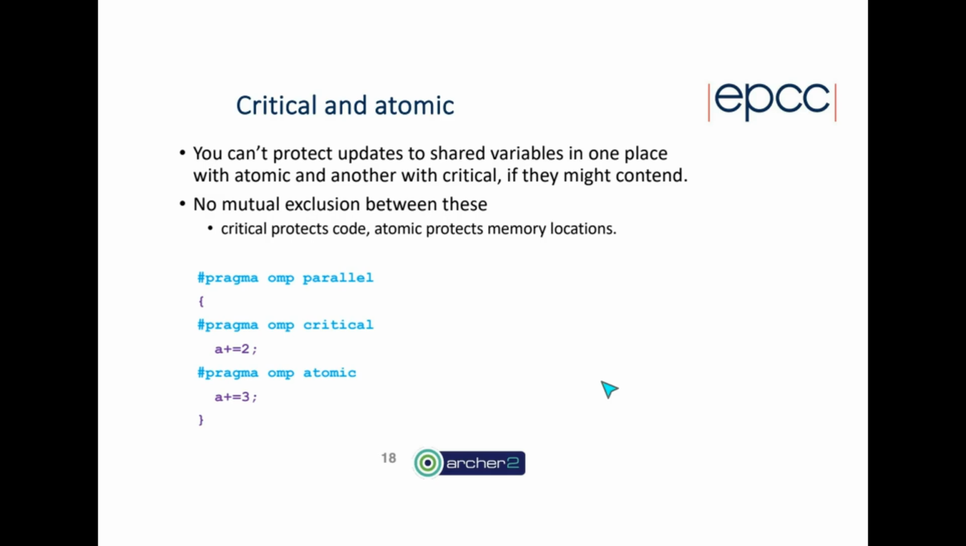Okay, next one. Just remember that you can't use critical and atomic to protect the same memory location. So a pattern like this, a parallel region with an update to A inside a critical region, and another one inside an atomic region, is not safe. One thread could be executing the critical while another thread is executing the atomic at the same time.